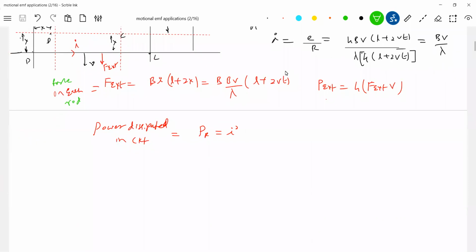Power dissipated in the circuit should be equal to how much? I square into the total resistance of the circuit, lambda into (4L plus 2VT). What is I? You know I. Check it, you'll get the same answer. So in fact, P external is equal to PR.